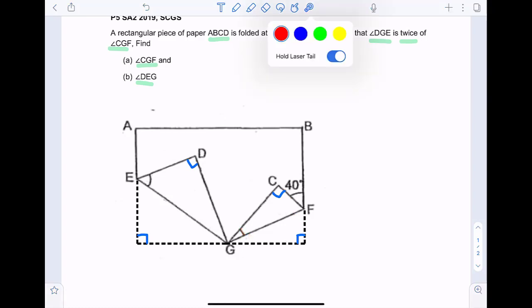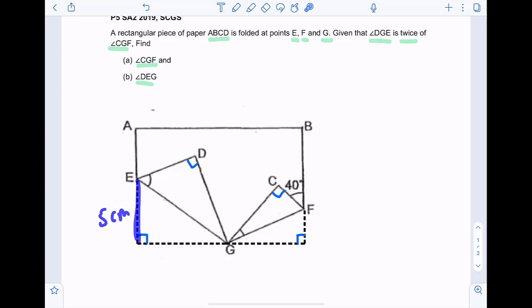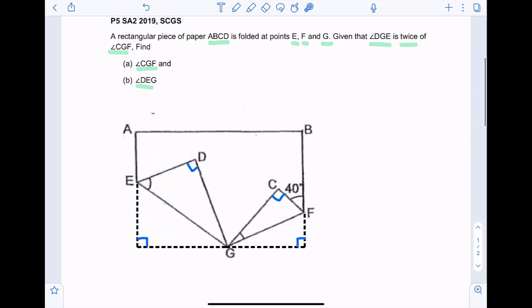And not just that, when you fold the side here, this length, let's say it's 5 cm. When you fold it in, over here will be 5 cm as well. So all these important pointers are very important to take note of when you're folding papers. And the key information here, DGE is twice of CGF, which means that this over here will be 2 units. This angle, 1 unit.